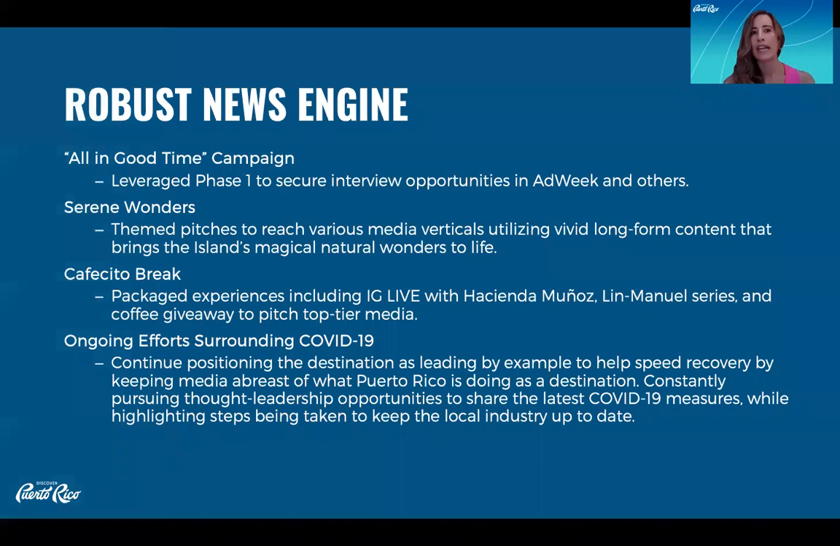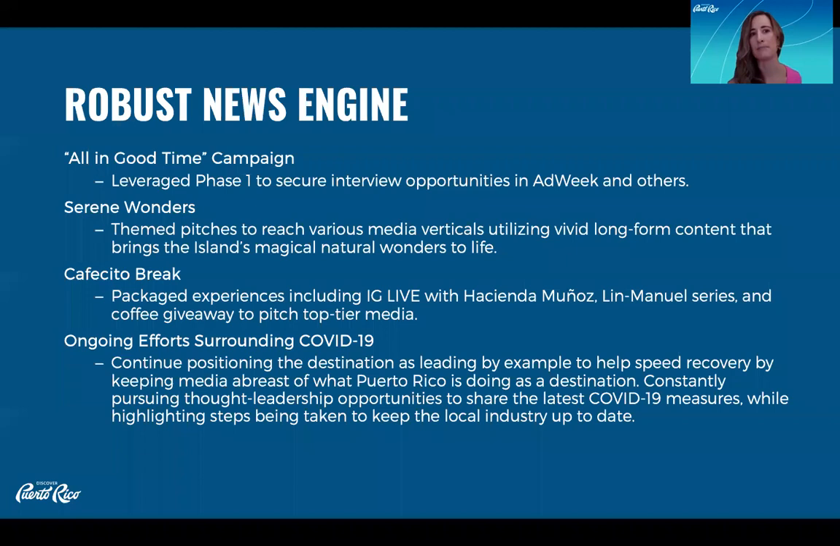In addition to these tentpole activations, we continue leveraging other newsworthy hooks in order to keep Puerto Rico in the news. Some of these include our recent All in Good Time campaign, our long-form sight and sound videos for relaxation featuring the ambiance of the island, additional play for our coffee culture, including a mailing of authentic Puerto Rican coffee directly to the media, and ongoing thought leadership opportunities to position Puerto Rico as an industry leader.